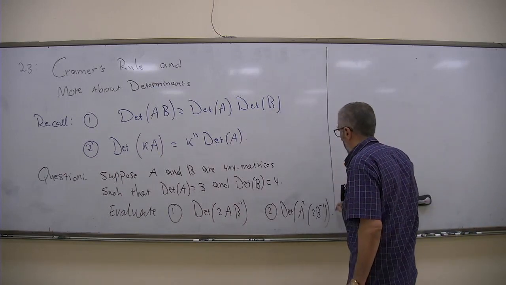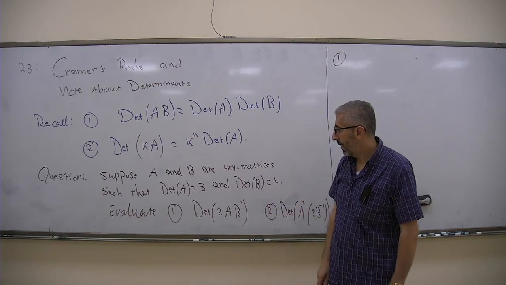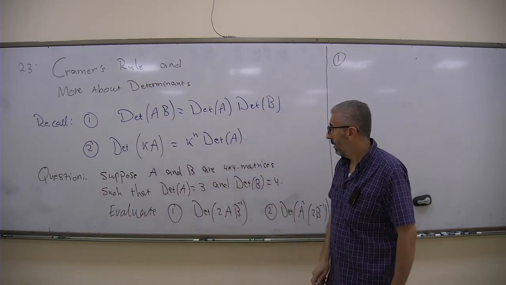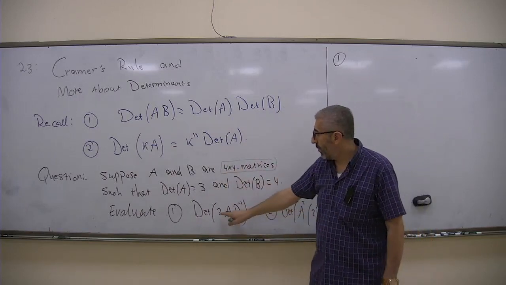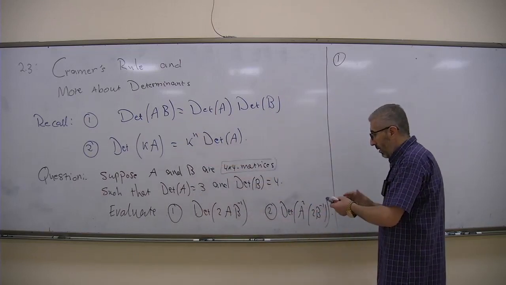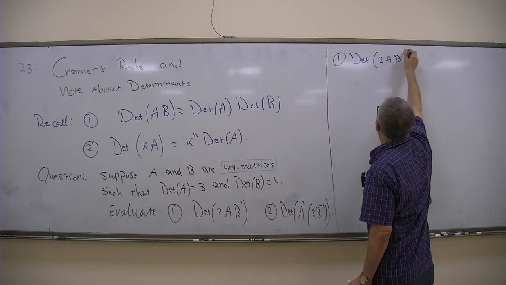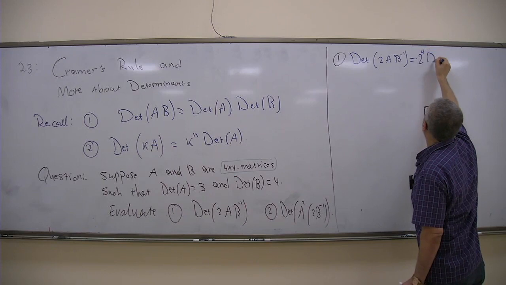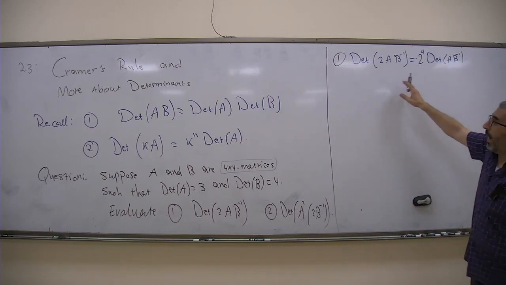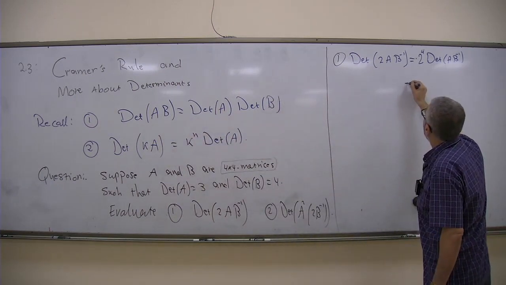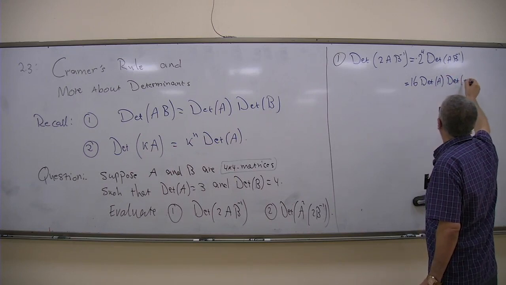So let's do the first one. Determinant 2A B inverse. Well, K is 2 here. A and B, they are 4 by 4 matrices. So what's the first step? The first step, when you take this 2 out, it is going to be 2 exponent 4. So determinant 2 A B inverse is going to be 2 exponent 4 determinant A B inverse. Correct? Now, using this property, we can say this is 16 determinant of A determinant of B inverse.